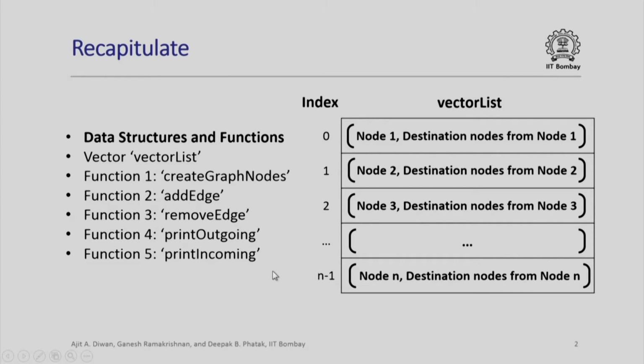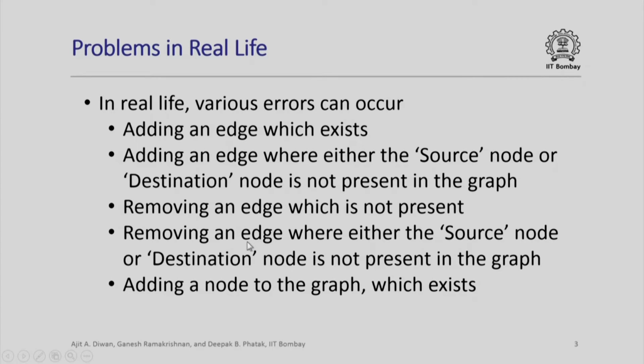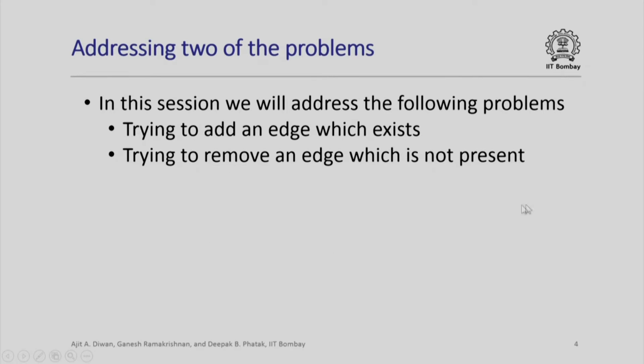We had said at that time that there could be problems in real life such that we may try to add an edge which already exists, or we might add an edge where either the source node or destination node is not present in the graph. Exactly similar problems could occur during the removal operation. We shall look at two of the problems today and will modify our computer program to address these. The one problem that we are addressing is when somebody is trying to add an edge which already exists. Other problem is its inverse. We are trying to remove an edge which is not present at all. So, let us look at how we will have to modify the functions.